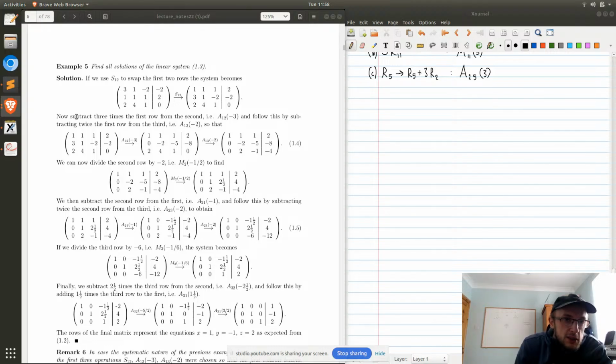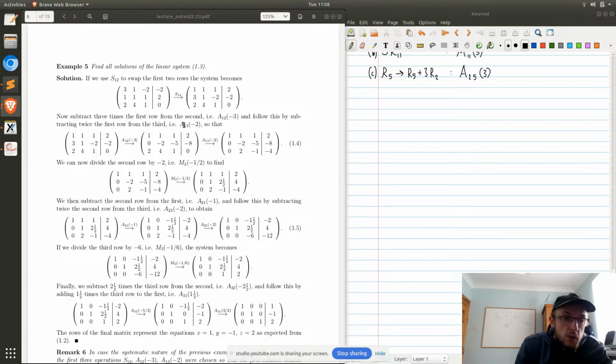I get that. Just swapping rows 1 and 2, no problem. Now subtract 3 times the first row from the second, which is like adding -3 lots of the first row to row number 2. And follow this by subtracting twice the first row from the third.